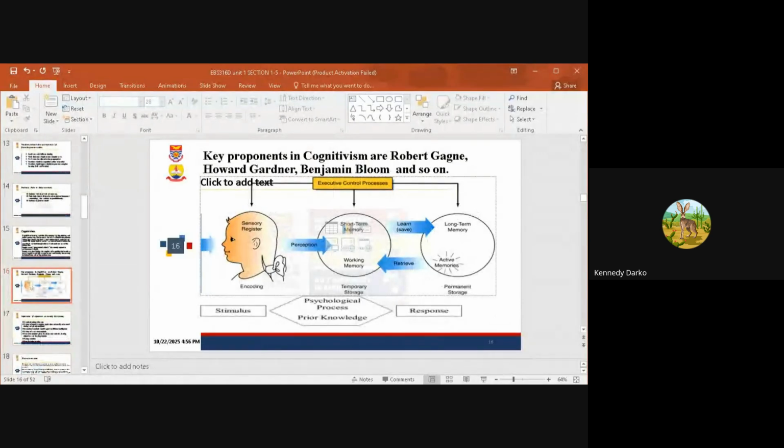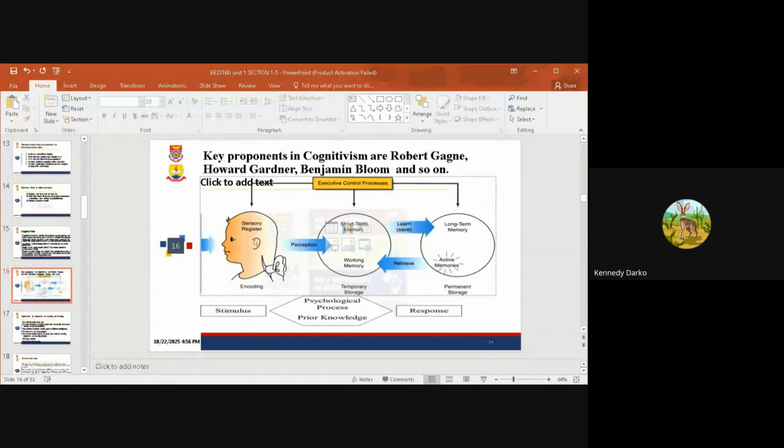All right, now let's look at the key proponents in cognitivism that we are talking about. In terms of cognitivism, or the cognitive process, we have proponents who have dealt in that field very well. One of them is Robert Gagné and Howard Gardner. We also have Benjamin Bloom. We have a lot of them, but let's look at these three.